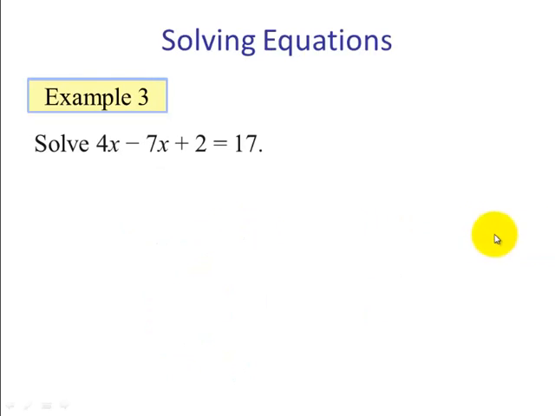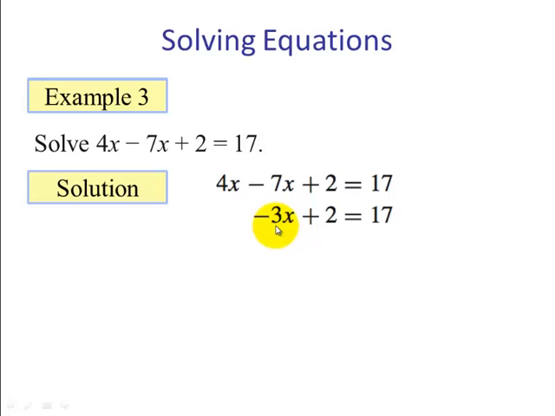Example 3. In this example, we first want to combine like terms. So we want to take 4x and subtract 7x, which gives us a negative 3x. Our next step is we want to get rid of the 2. Since it's adding, we do the opposite and subtract.